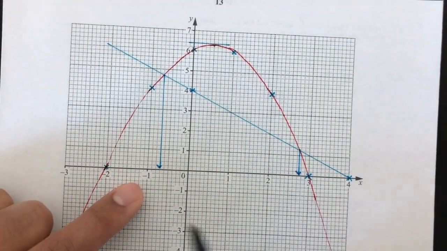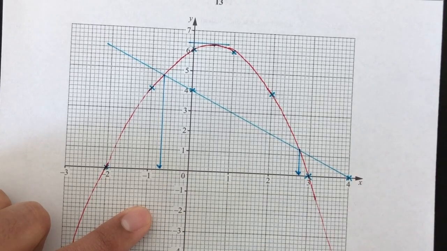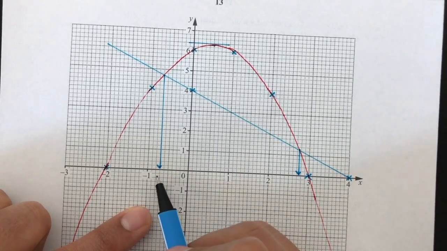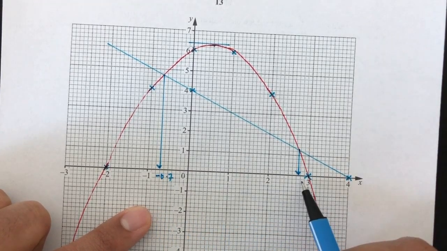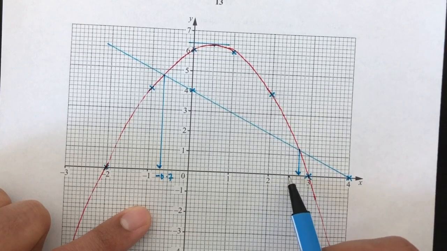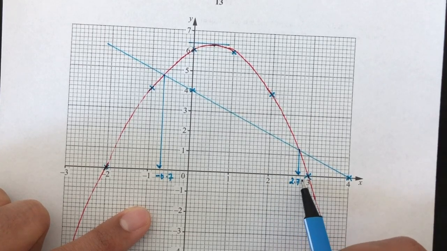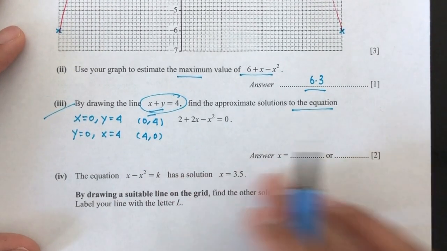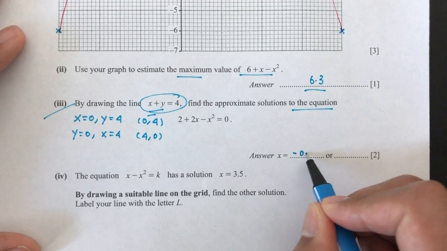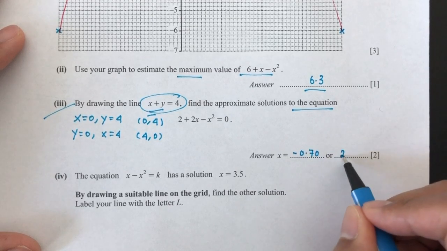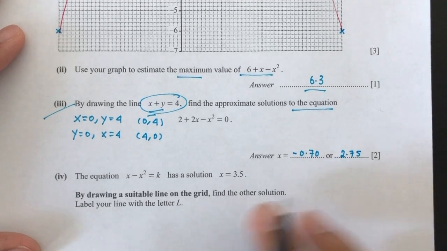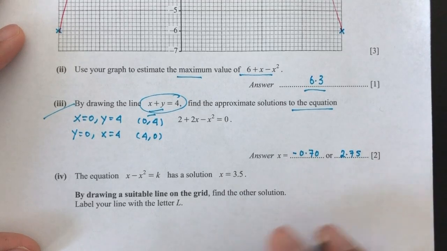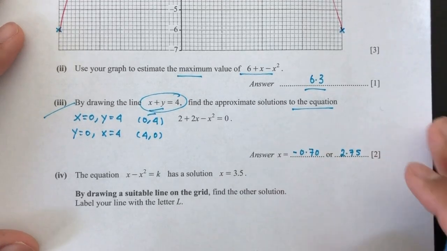Okay, so the first point here is -0.7, and this point here will be what? This is 2.5, 2.6, 2.7, 2.75. So for my intersection, I have these two values, which are -0.70 and then 2.75. Your values may be around this, a bit more or less. They should be around this value.